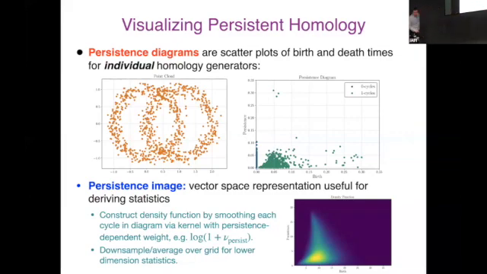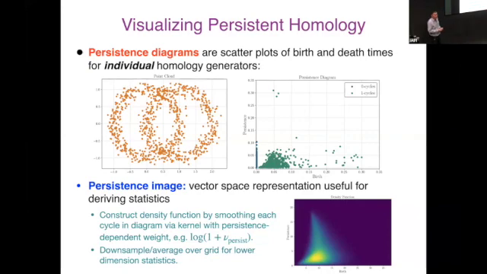And the persistent diagrams turn out to be not always the most useful thing for deriving statistics and for machine learning. And so for the purpose of deriving statistics, it's oftentimes useful to process this persistent diagram to some vector space representation known as persistent images.